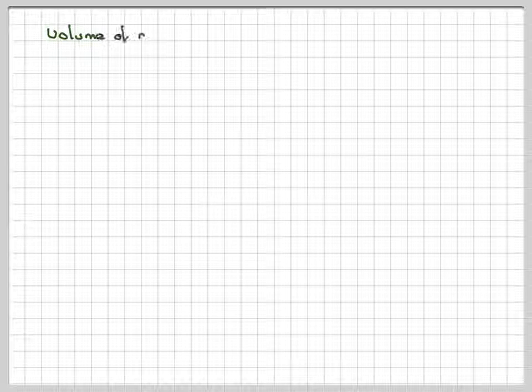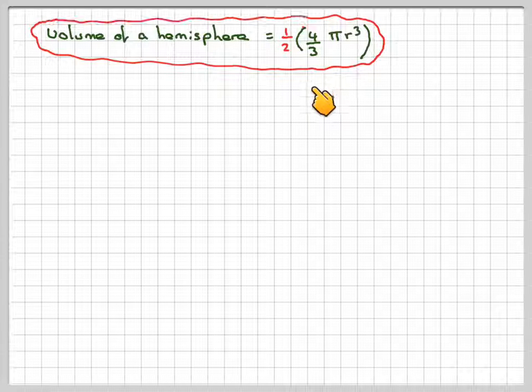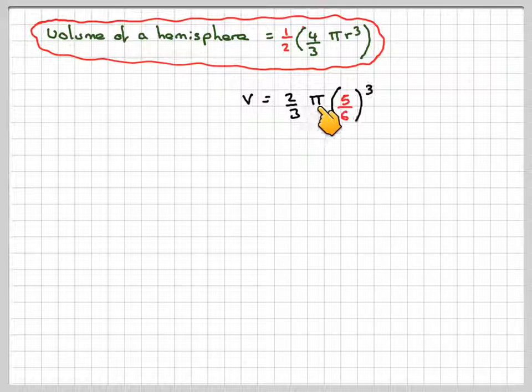Right, we can now use that to find the volume of the hemisphere. So the volume of a hemisphere is half of 4/3 pi r cubed. This formula is given, but you need to remember to take half of it because you have a hemisphere. So V will be 2/3 of pi times my value of r, which I just calculated, which is 5/6 cubed.